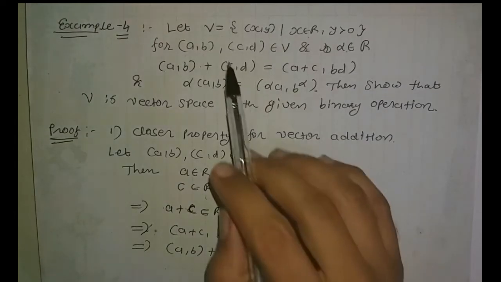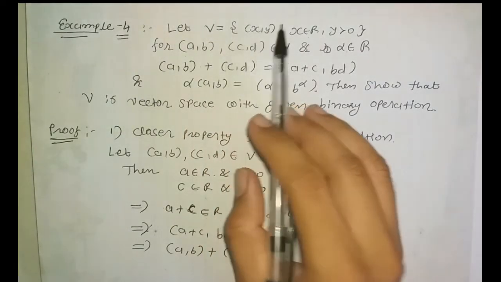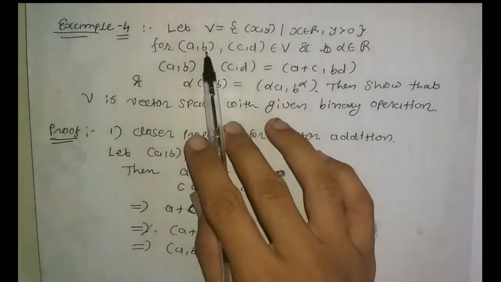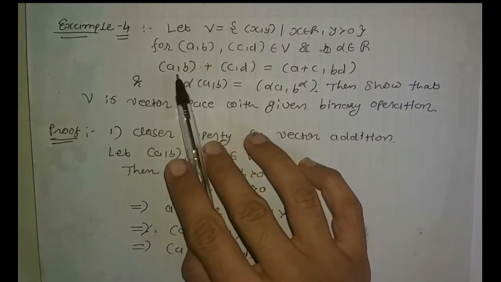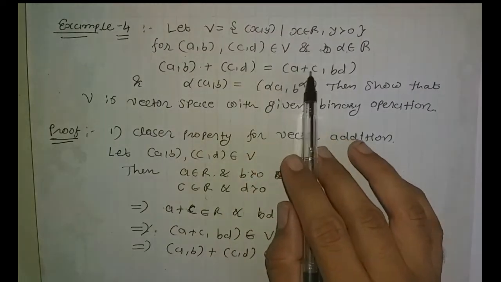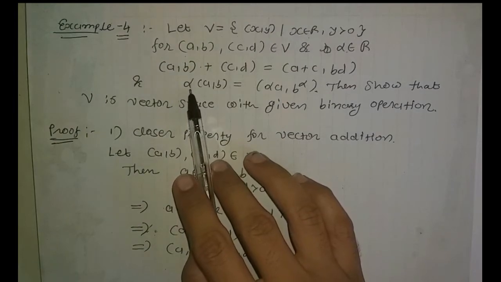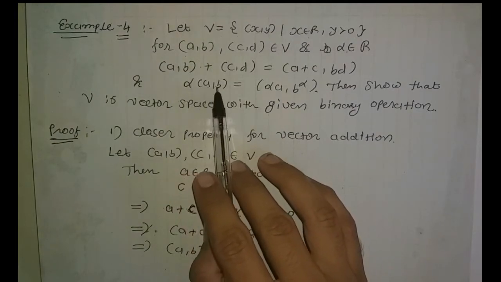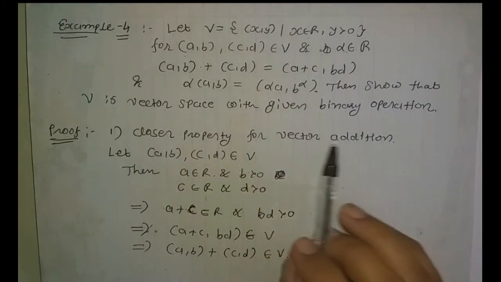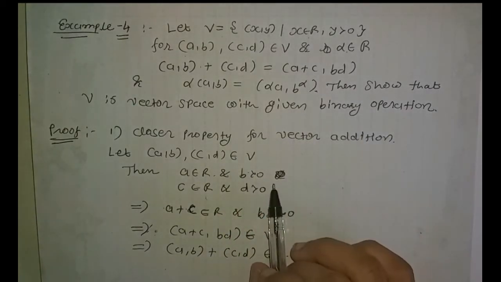So, example number 4: let V be the set of all ordered pairs (x, y) where x belongs to R and y is greater than 0, and binary operations are defined as follows. For vectors (a, b) plus (c, d) gives the vector (a plus c, bd), and scalar multiplication is defined as alpha multiplied with vector (a, b) gives the vector (alpha a, b raised to alpha). Then our aim is to show that V is a vector space with the given binary operations.